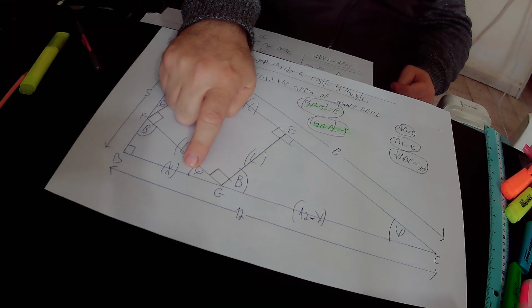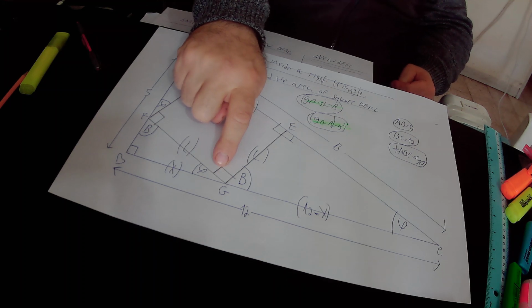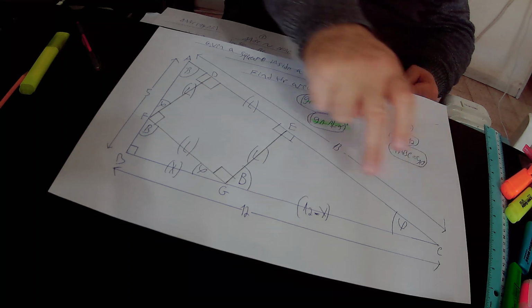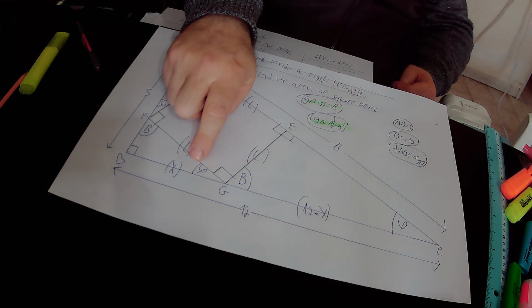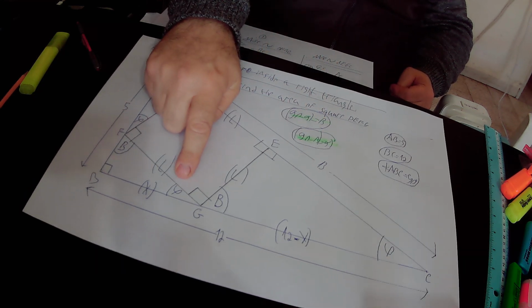Why? Because 90 degrees minus beta plus beta is 90 degrees, and 90 degrees plus 90 degrees is equal to 180 degrees. That is the sum of the angles of the upper side of the straight line BC at point G. So the missing angle must be equal to 90 degrees minus beta. But 90 degrees minus beta equals alpha, therefore the missing angle must be equal to alpha.